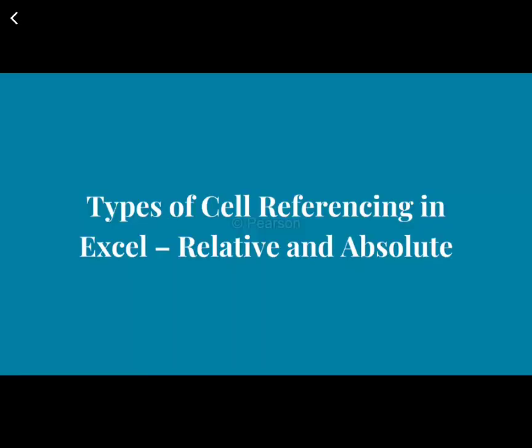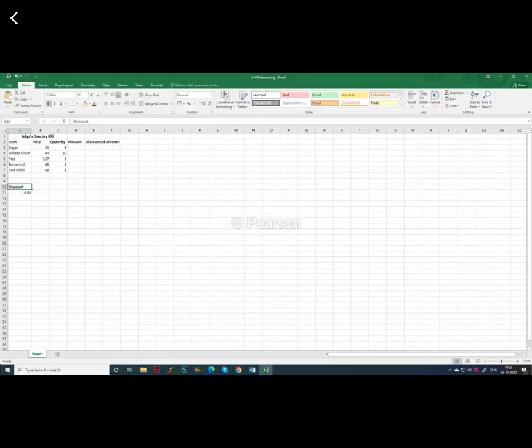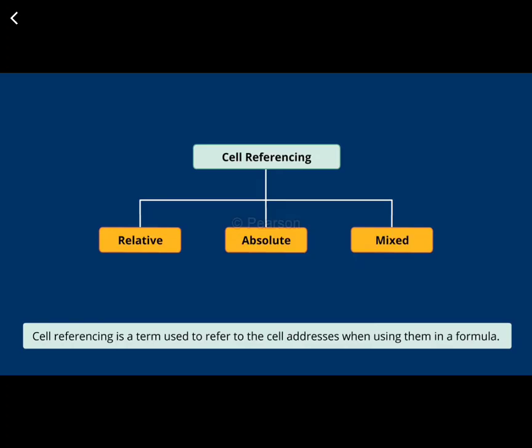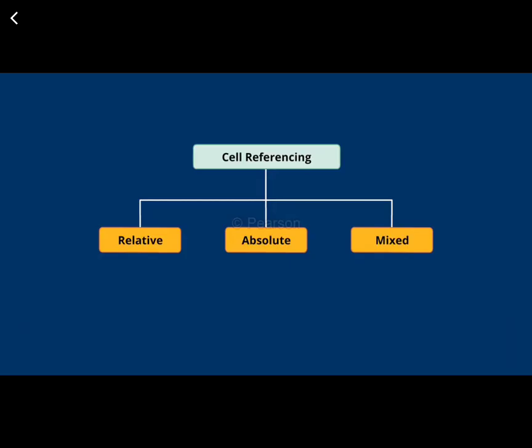Types of cell referencing in Excel: relative and absolute. Hello there. Today we are going to learn about relative and absolute cell referencing in Excel. Cell referencing is a term used to refer to the cell addresses when using them in a formula. There are three types of cell referencing: relative, absolute, and mixed. Let us learn about relative and absolute referencing.